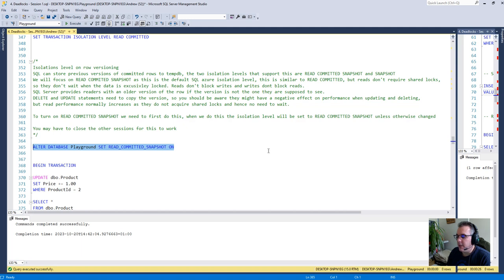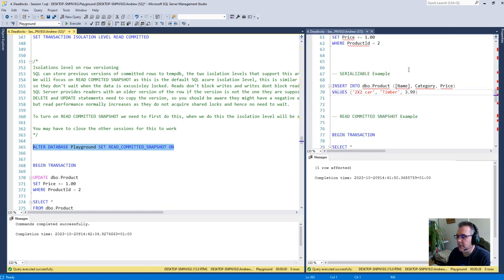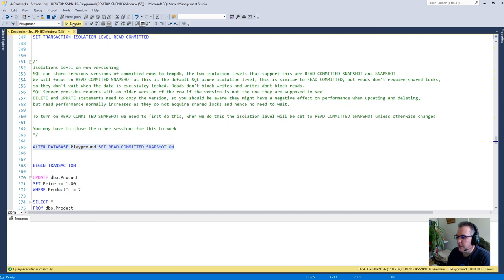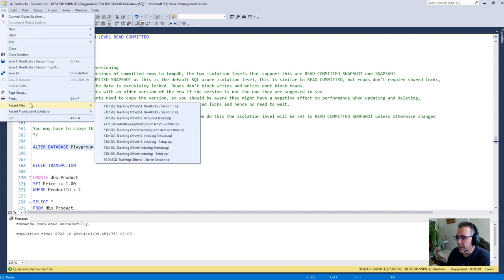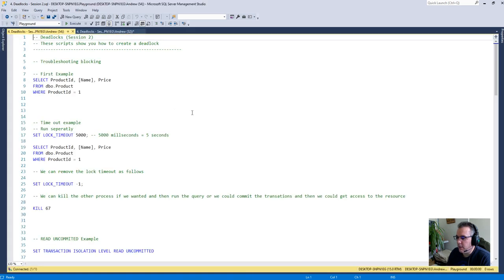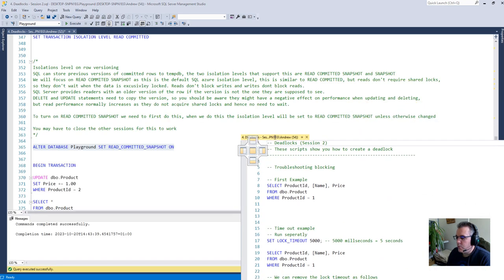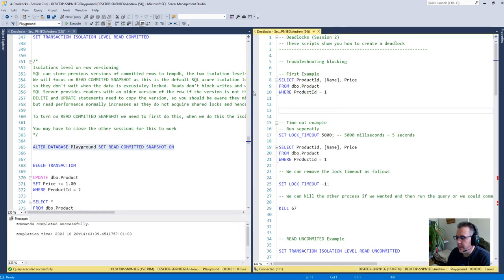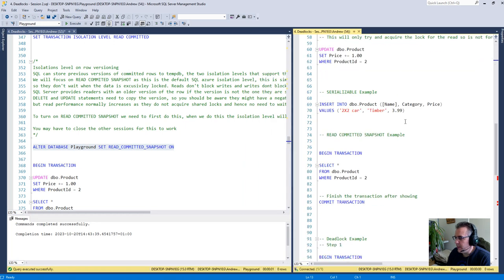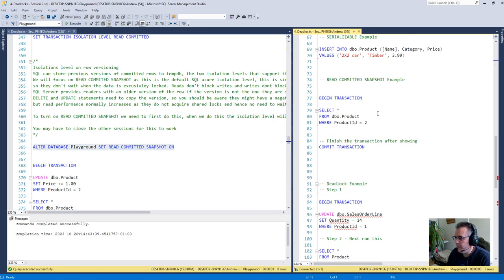So to turn on read committed snapshot, we need to first run this statement. When we do this, the isolation level will be set to read committed snapshot unless otherwise changed. You may also have to close the other session. So yeah, I've had to close this quite often. So I'm just going to run this. Yeah, that's run. Try and bring that other one back in again.